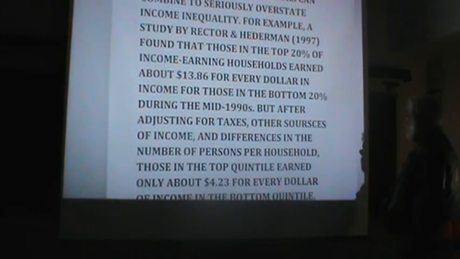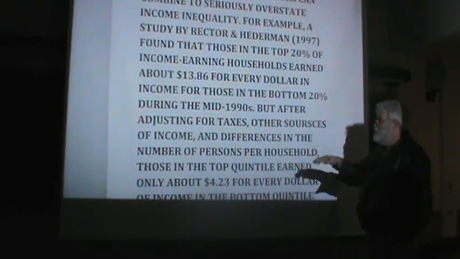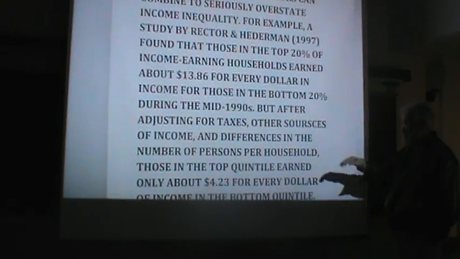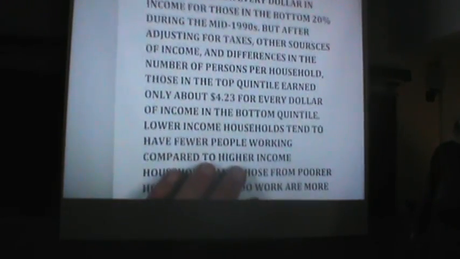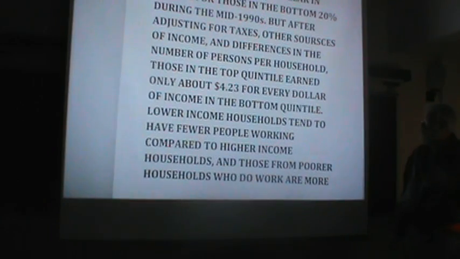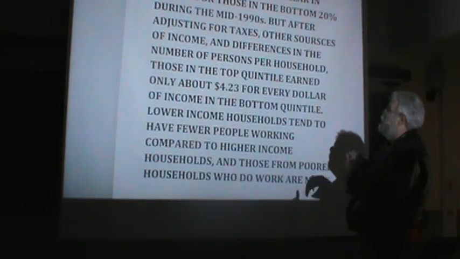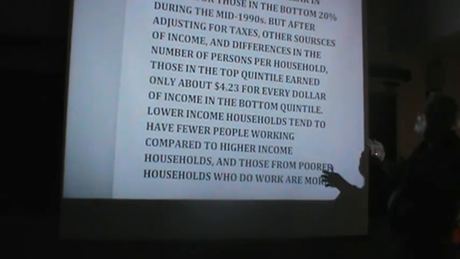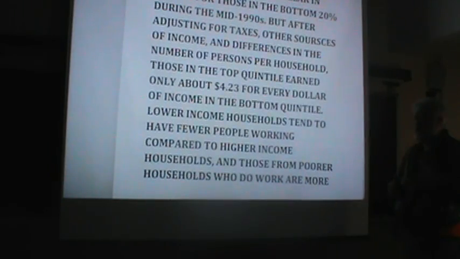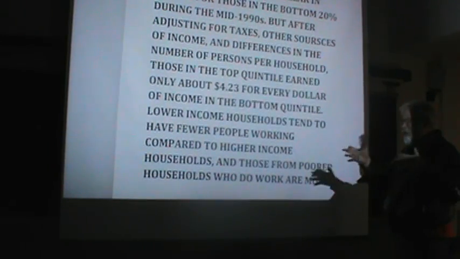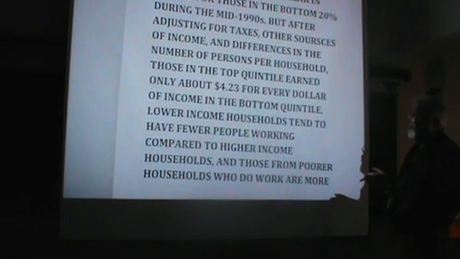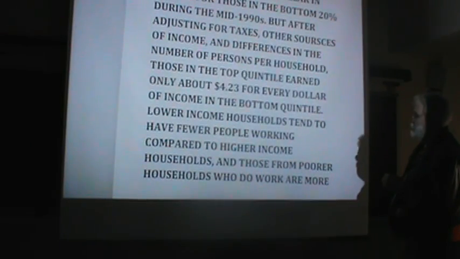During the mid-90s, but after adjusting for taxes, other sources of income, and differences in the number of persons per household, those in the top quintile earned about $4.23 for every dollar of income in the bottom quintile. In other words, after you adjust for things like household size, broader definitions of income, you adjust for taxes, what started out as almost 14 to 1 drops to a little over 4 to 1.